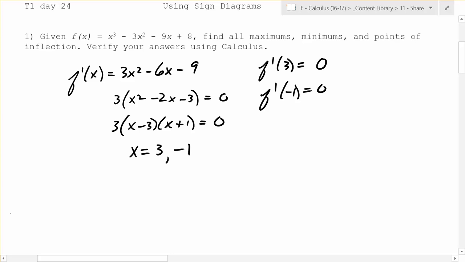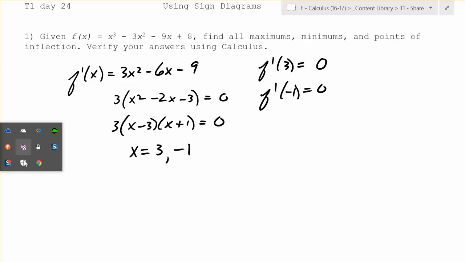So how do you figure out if it's a max or a min at each of those points? Enter them into the original equation. No. That tells you where the points are. Enter them into the third derivative equation. Third derivative? The second derivative tells us about concavity. So before we do that, tell me the y values at those points. Those are two x values. Find me the two y values.